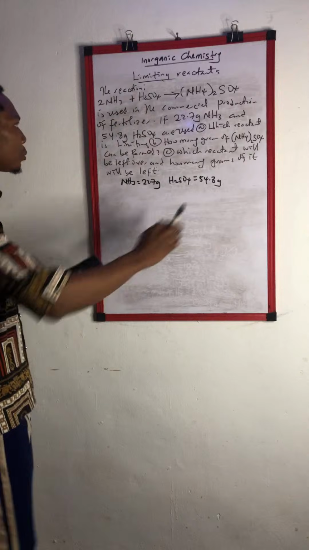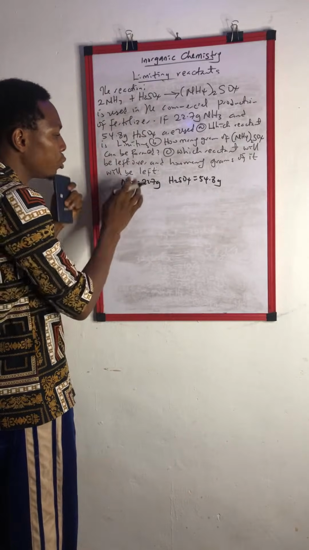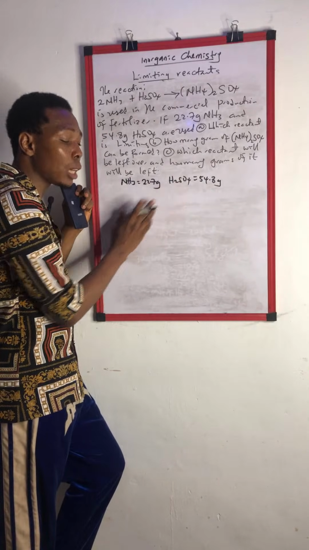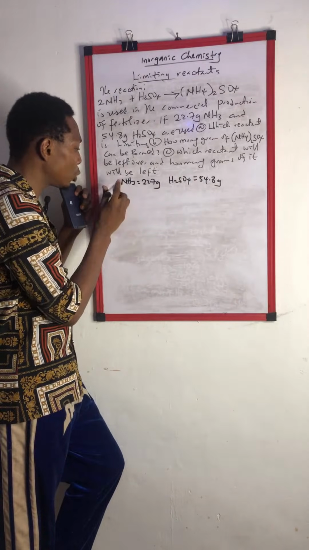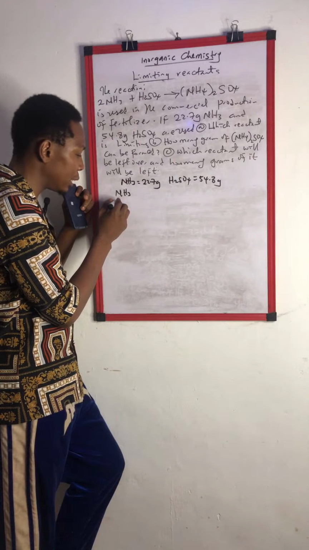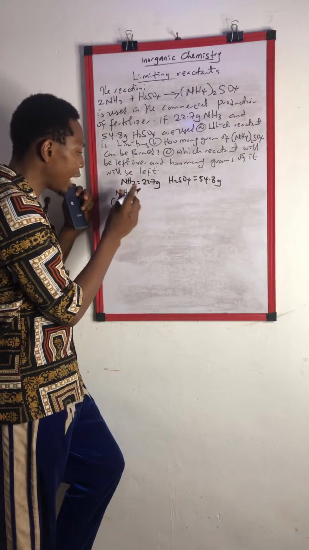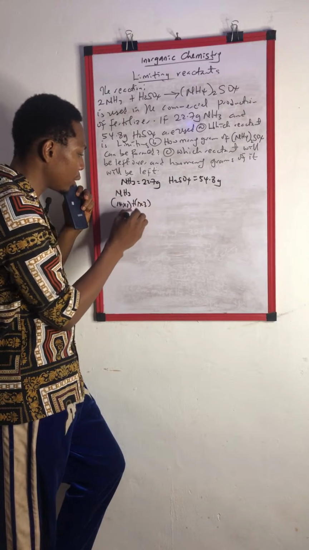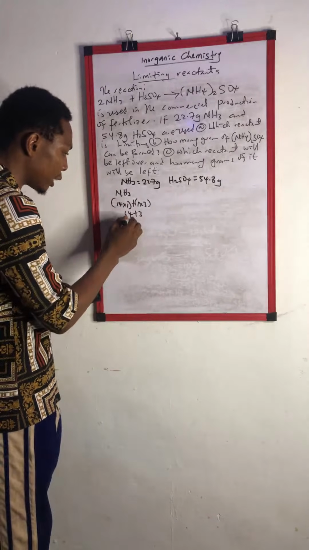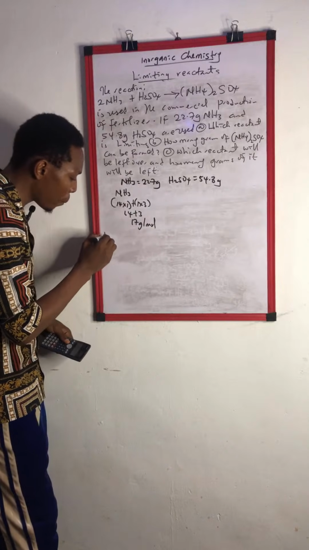Now this time around, what you are going to do, first step, we look for the number of moles of this. To look for that, look for the molar mass of what? For ammonia, NH3. Nitrogen is 14 times 1, then plus hydrogen is 1 times 3. So we have 14 plus 3. 14 plus 3 gives us 17 grams per mole.